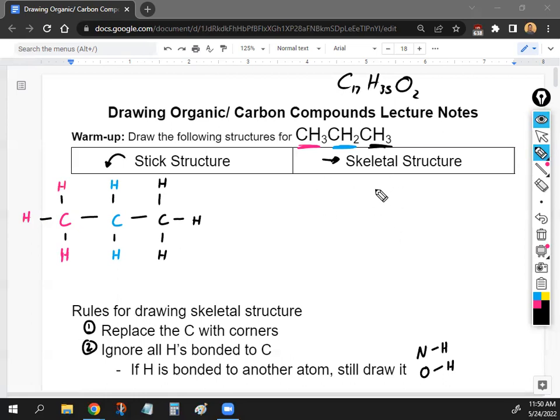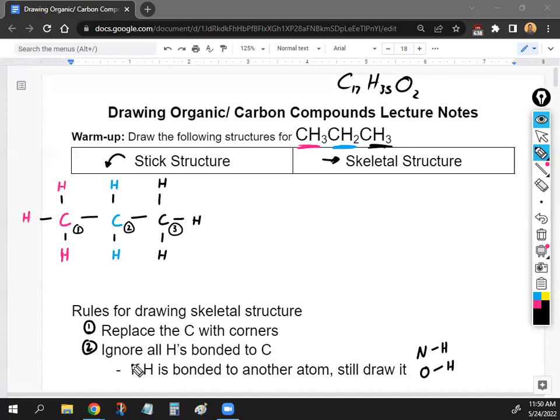Okay, let's draw the skeletal structure. So I think the easiest way to do this is to first count the carbon. So if you look at your stick structure, which you should have drawn on your paper, let's label all the carbons. We'll say that this guy right here is carbon number 1. Okay. We'll say this guy in the middle, the blue one, is carbon number 2. And then the black one on the far right, we'll call that carbon number 3. Okay. 1, 2, 3.